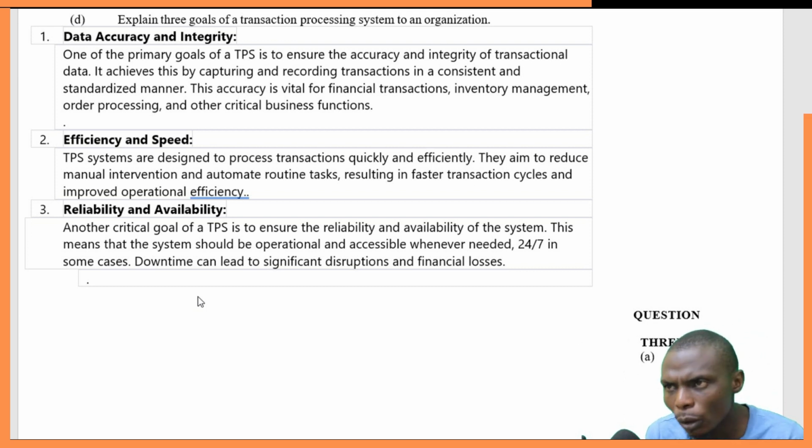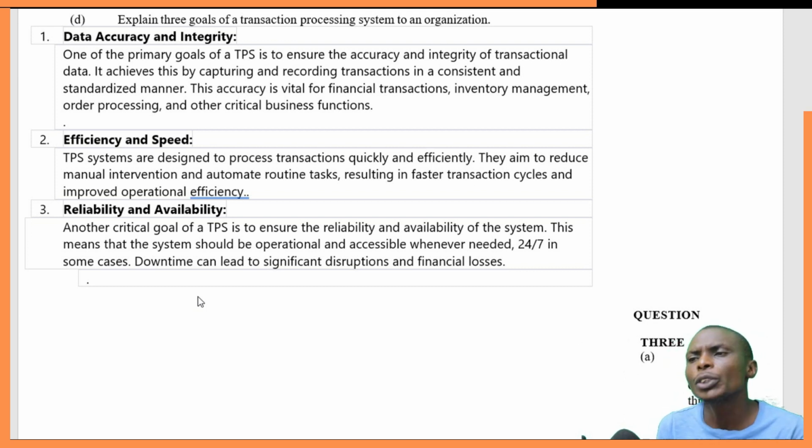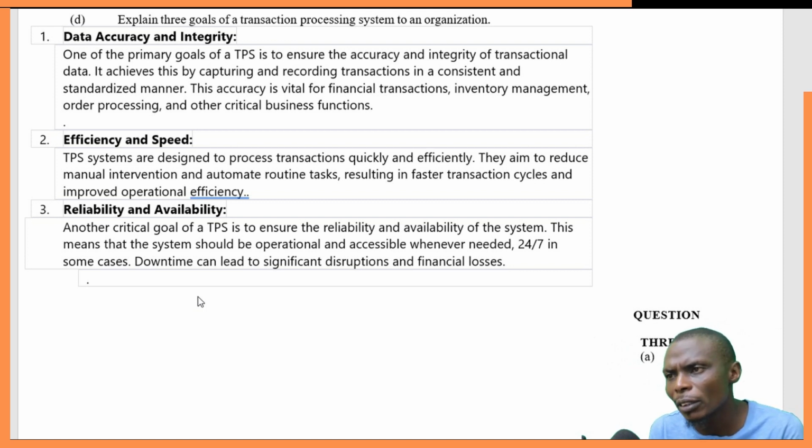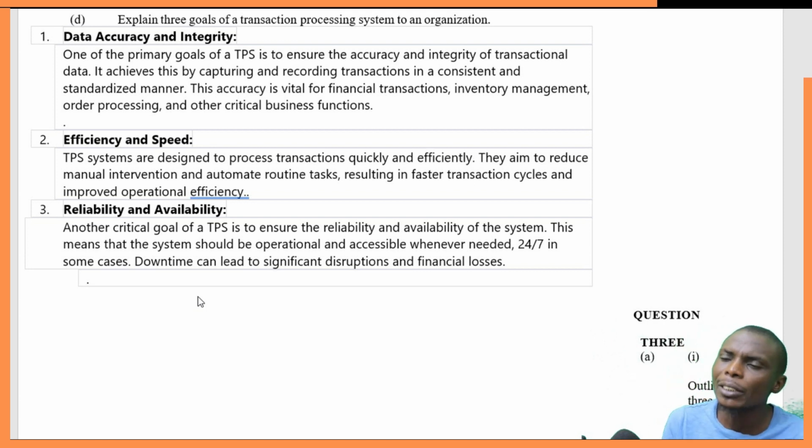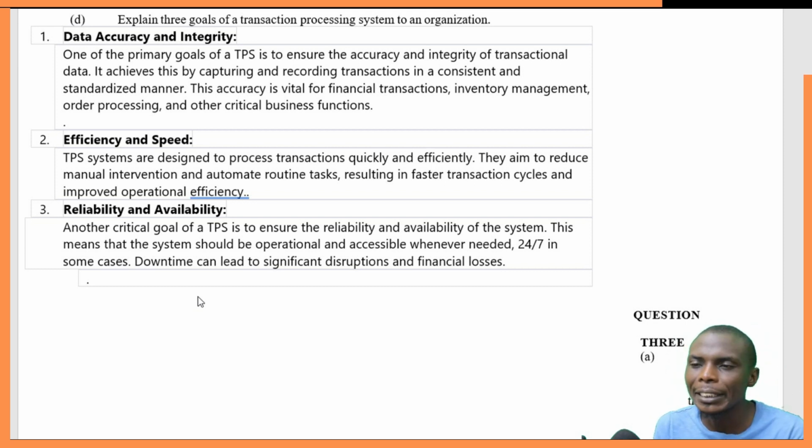The primary goal of any transaction processing is to ensure that the accuracy and integrity of a transaction or data is achieved. This can be achieved by capturing and recording transactions in a consistent and standardized manner. This accuracy is vital, particularly in financial transactions, otherwise there will be interference in other critical business functions, for example inventory management and order processing. So there must be data accuracy and integrity.